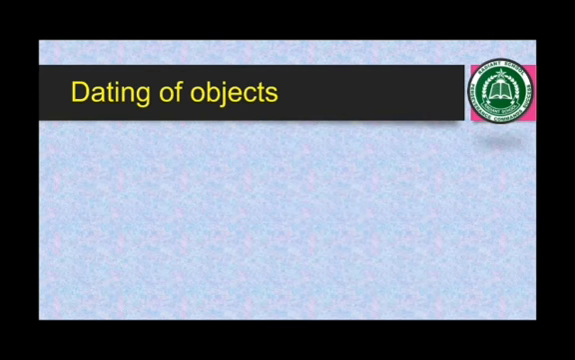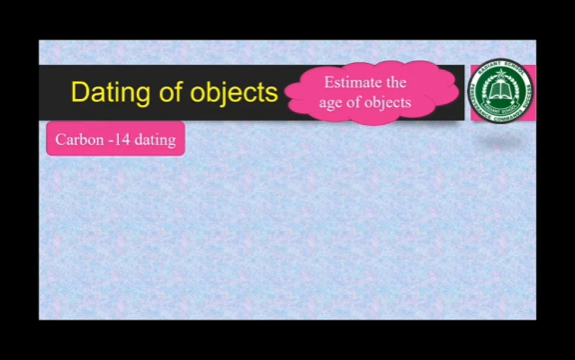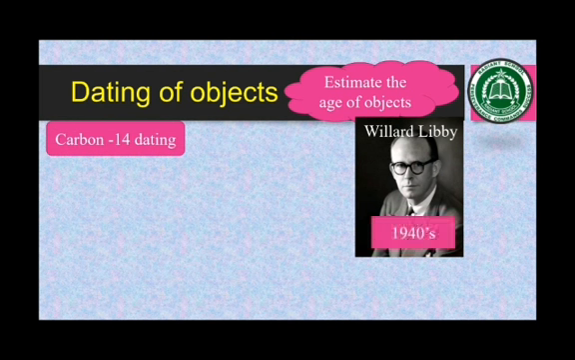Radioactive isotopes also help in dating of objects, which means estimating the age of objects. For this purpose, carbon-14 is used to determine the age of carbon containing substances. The technique of carbon-14 dating was developed by Willard Libby in the late 1940s, and he got the Nobel Prize in the 1960s for this technique. Scientists use the same technique to determine the age of any organic material.